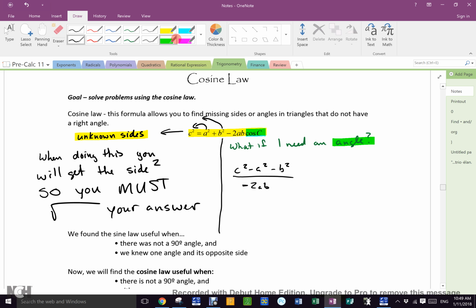You got to remember here that you have to divide by the negative.